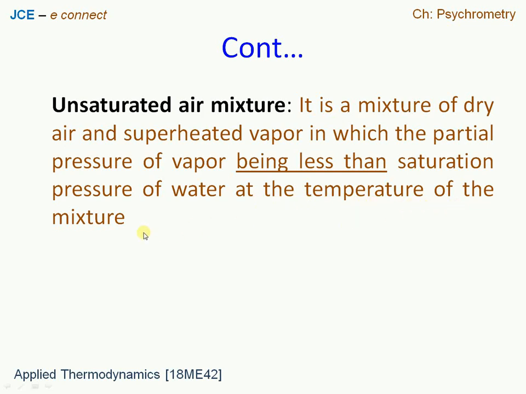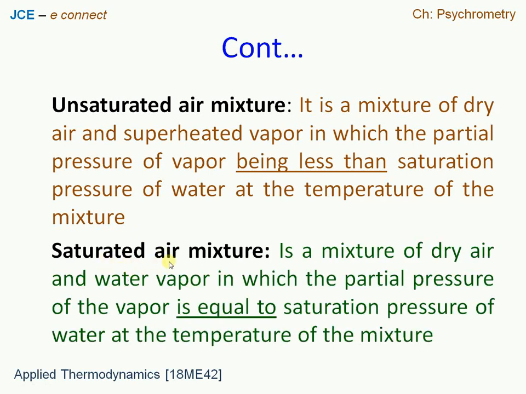Now let us look at what is a saturated air mixture or saturated moist air. In other words, air mixture here represents moist air. Similarly, unsaturated air mixture represents unsaturated moist air. So it is a mixture of dry air and water vapor, but in this case the partial pressure of vapor is equal to the saturation pressure of water at the temperature of the mixture. The concept of saturated air mixture and unsaturated moist air becomes clear to us if we look at it on the TS plot. So let us now look at a TS plot.